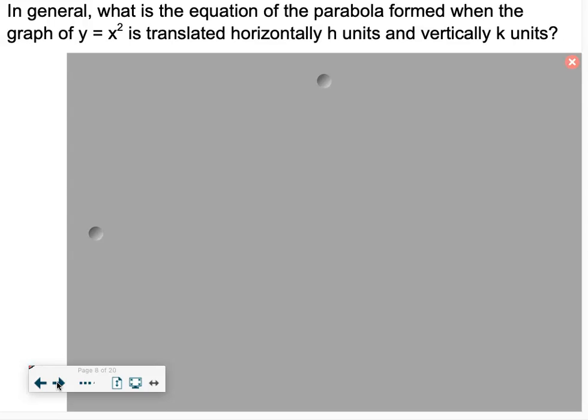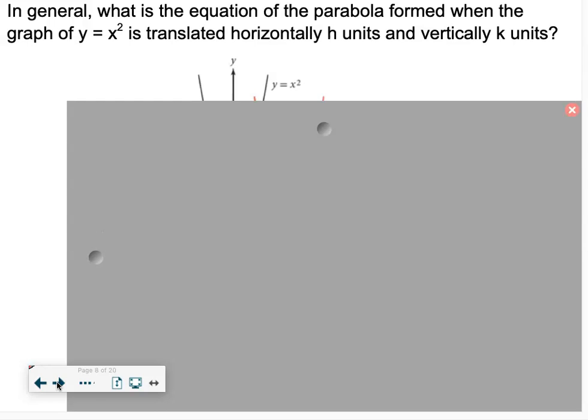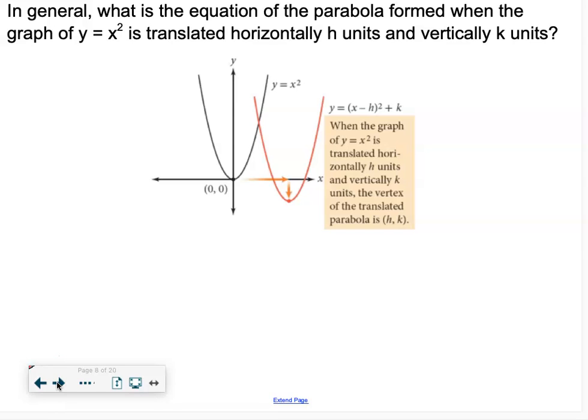We've already got it in our notes. So in general, what is the equation of the parabola formed when the graph of y equals x squared is translated horizontally h units and vertically k units? Y equals quantity x minus h squared plus k, right? So that's all this is doing. It's just reinforcing x minus h squared plus k.